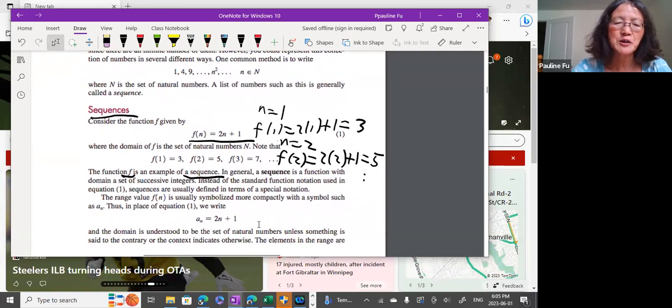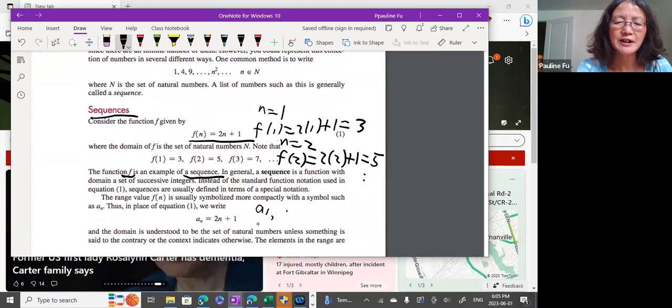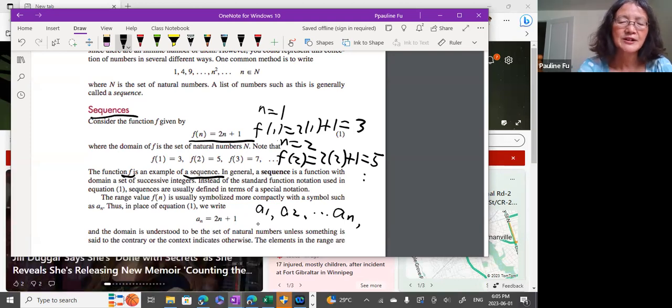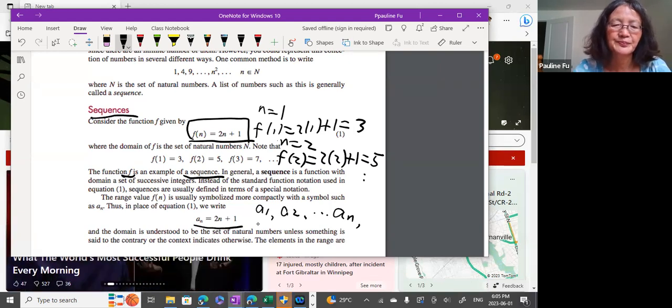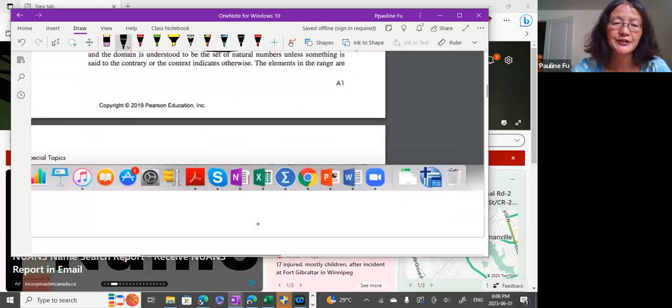The general format: we usually use A1 to represent the first item, A2 represents the second item, and for the nth item we use An. So in this example, An equal to 2n plus 1. So this is the sequence.